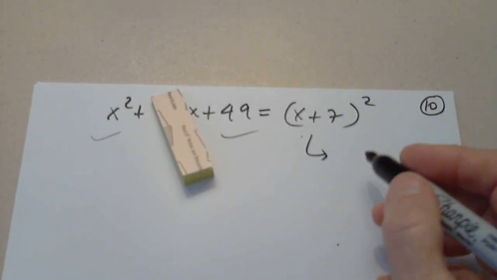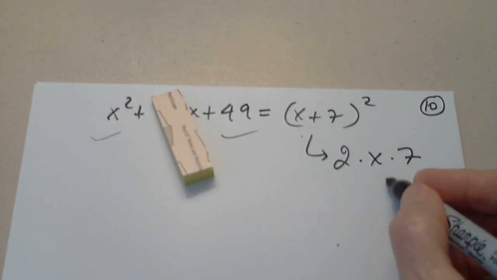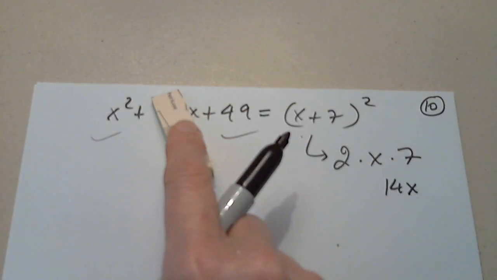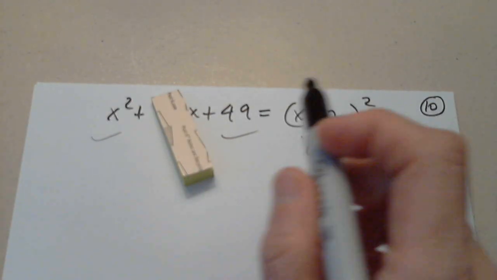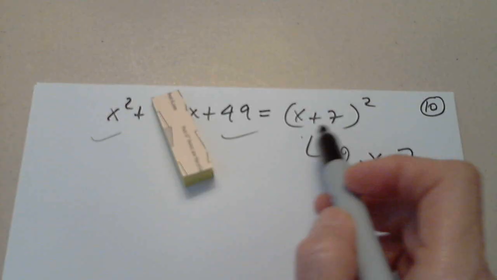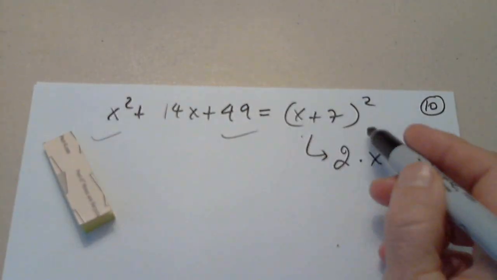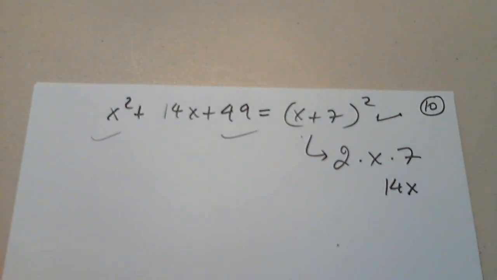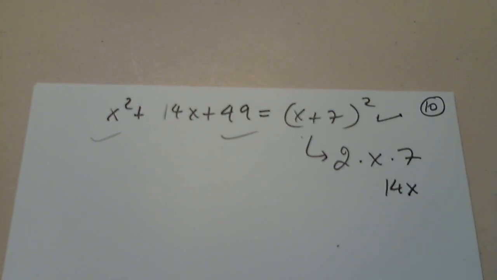So the middle term here is 2 times x times 7, which is 14x. If this is 14x, then I'll say yes. If this is not 14x, I have to cross it out. But it is 14x. That's what I'm saying. The special products are always the easiest, as long as you understand the pattern.